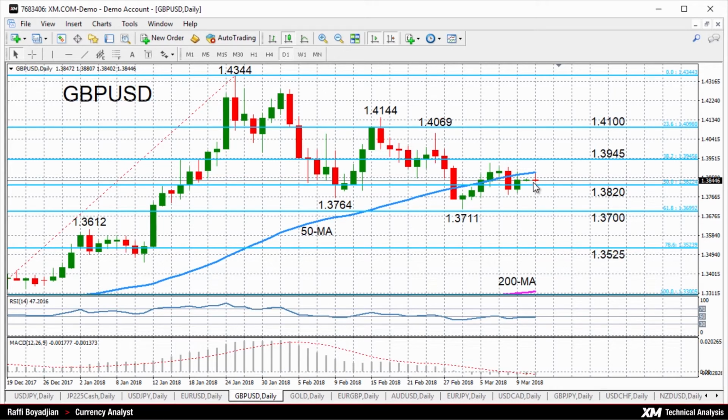But if we do see further losses, we currently do have immediate support being provided by the 50% Fibonacci retracement at around 1.3850. A drop below the 50% Fibonacci level would shift the focus to the downside, and then we could see the next support coming from the 61.8% Fibonacci at around the 1.37 handle.